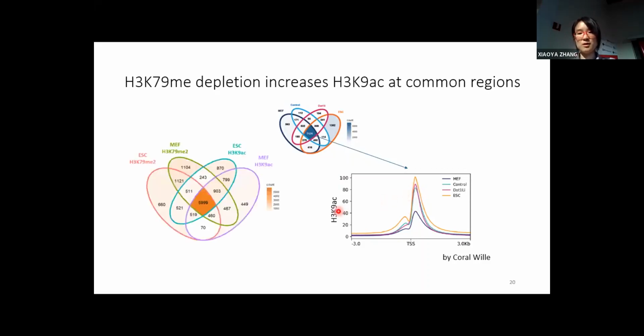What's more, when we overlap the K9 acetyl enriched genes with the K39 dimethylation enriched genes, they're also mostly overlapping. So overall, this suggests that K39 methylation can inhibit K9 acetyl, and this is likely to be a local interaction. They're happening on a large group of shared genes.